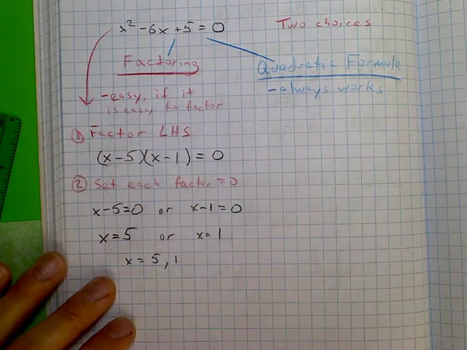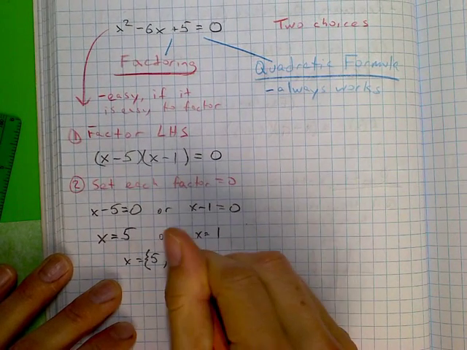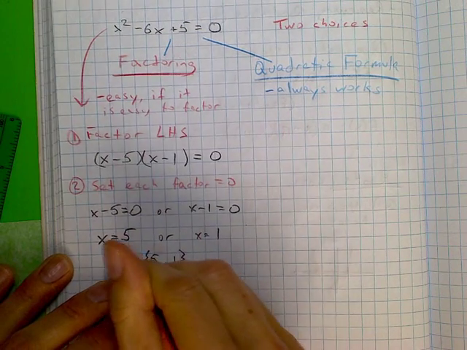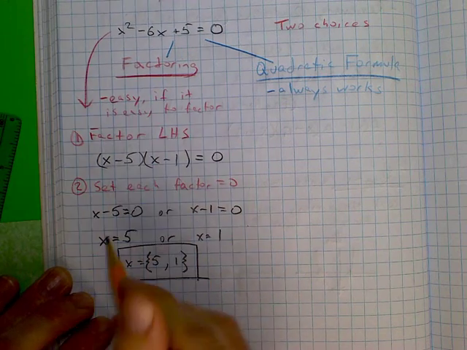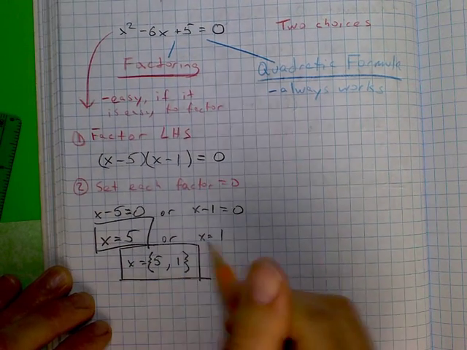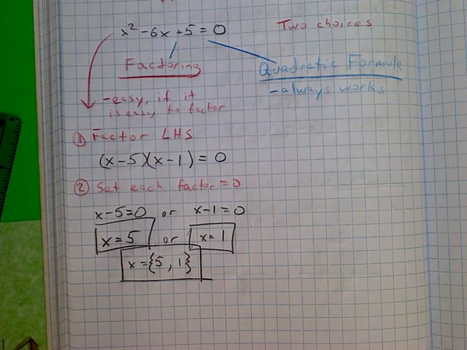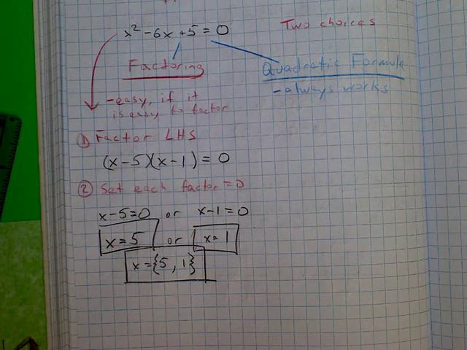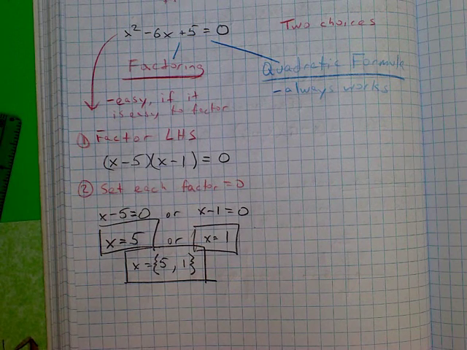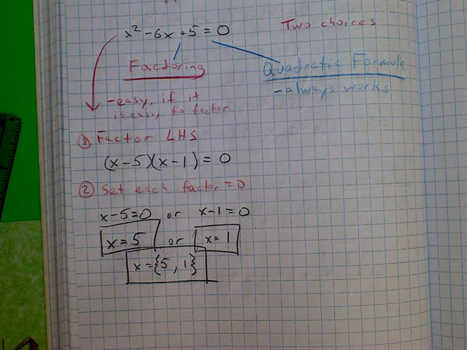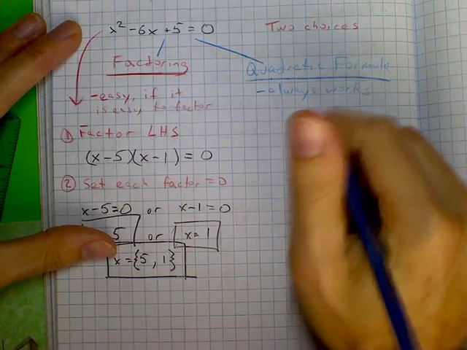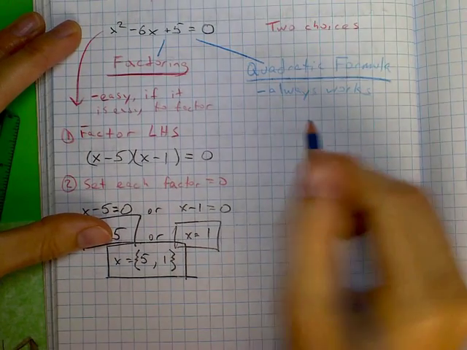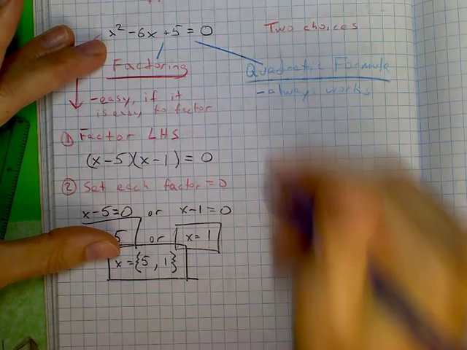So I can write my answer a couple of different ways. I can write it as a list. There are my x values. I could write it as x equals 5 and x equals 1, two separate things. But I want to make sure I show that they're both actually solutions to this equation. Okay, so that's one way to do it. Let's try it with the quadratic formula. See if we get the same thing. Hopefully we do. If not, math is a lie. Or we did something wrong. That's more likely.